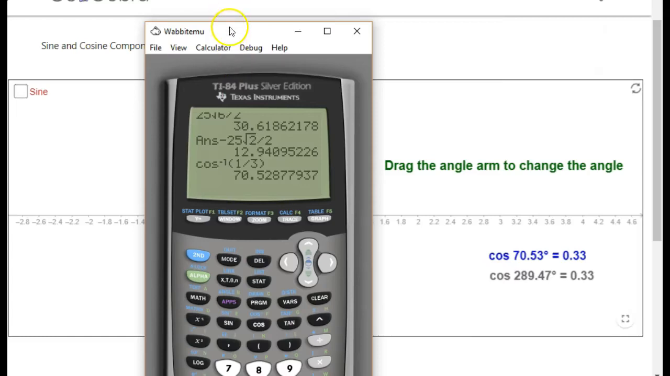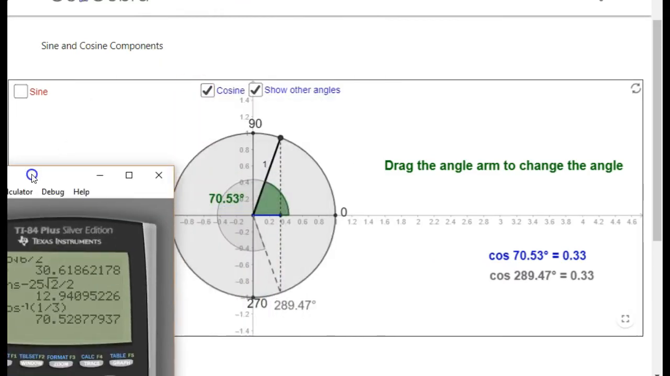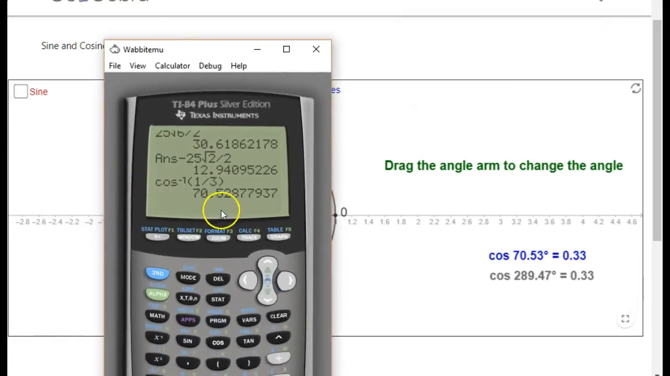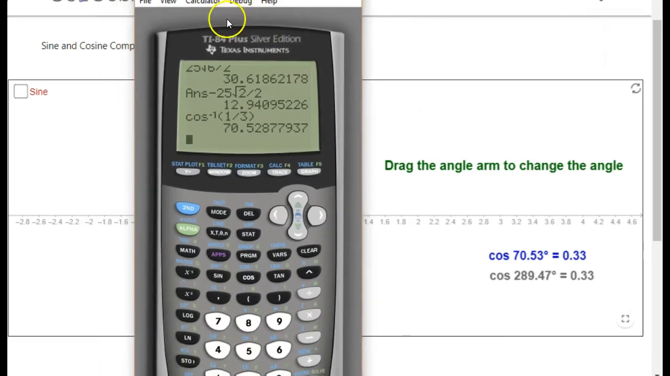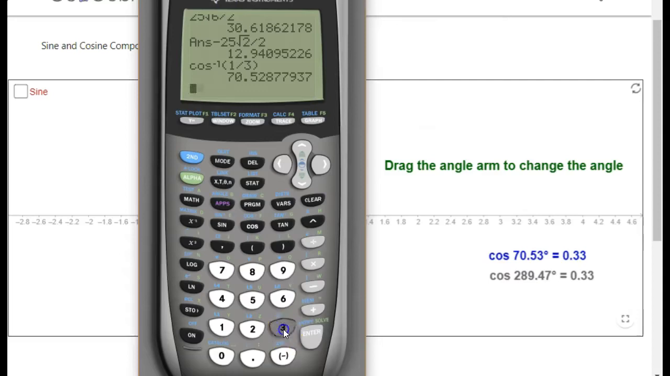That's 70.5, which is the angle that we got on GeoGebra. Now to get the other angle, go 360 minus whatever that angle was. So 360 minus second answer, and there's my other angle that I got, 289.47.